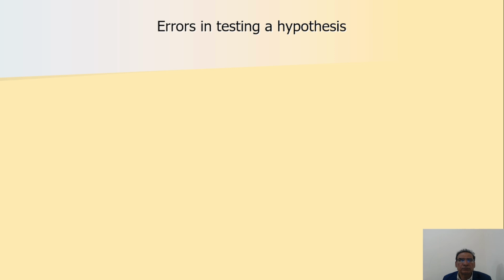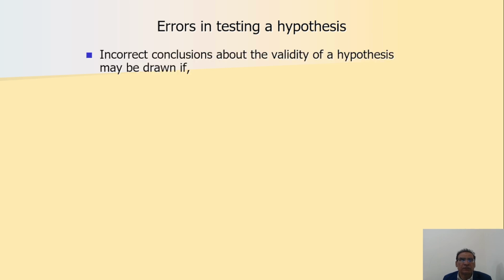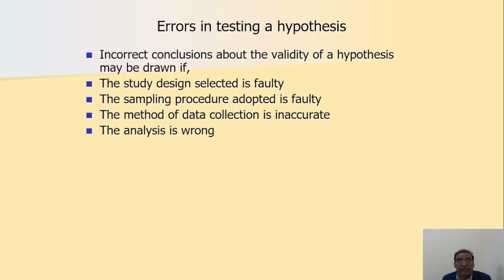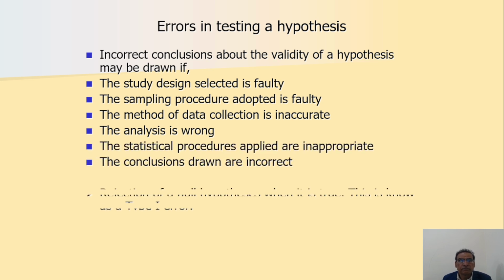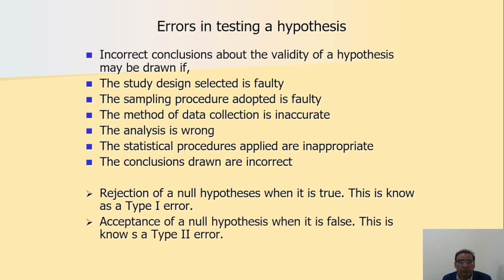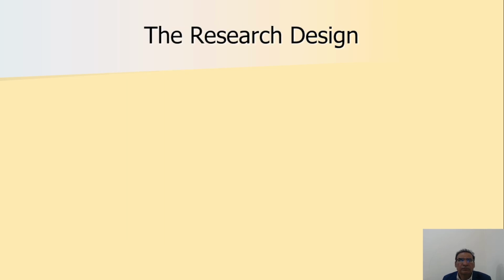Hypothesis of association. Error in testing a hypothesis: an incorrect conclusion about the validity of a hypothesis. Study design, selecting the sample, sampling procedure, method of collecting data, analyzing, and statistical procedure can all introduce errors. Rejection of a null hypothesis when it is true is known as a type 1 error. Accepting a null hypothesis when it is false is a type 2 error.